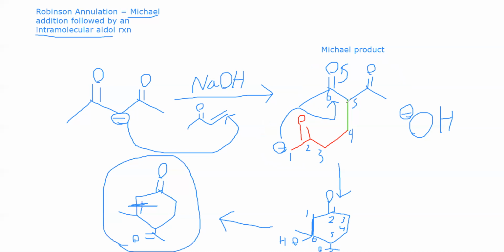And then it would make sense if this green bond was the one that formed, because that's where an enolate would form here, because it's between two carbonyls. And then if an enolate forms there, there was probably a double bond here. So yeah, just those kinds of steps, identifying which bonds are being formed or broken, going backwards, and then what that means for the starting materials could help you figure it out.